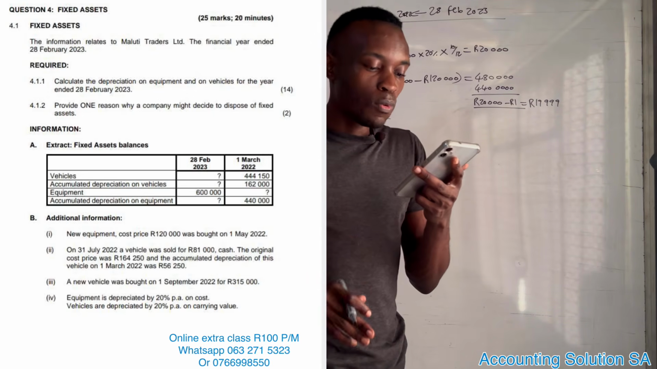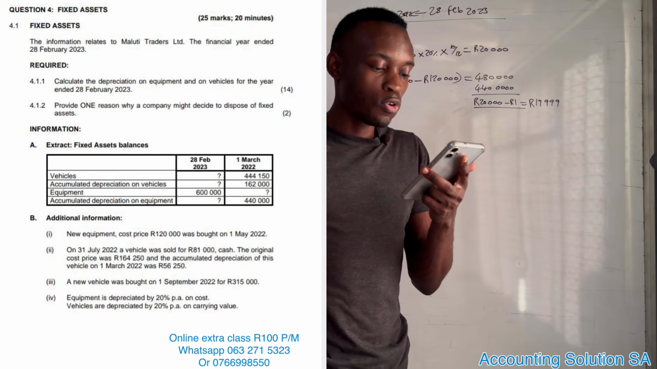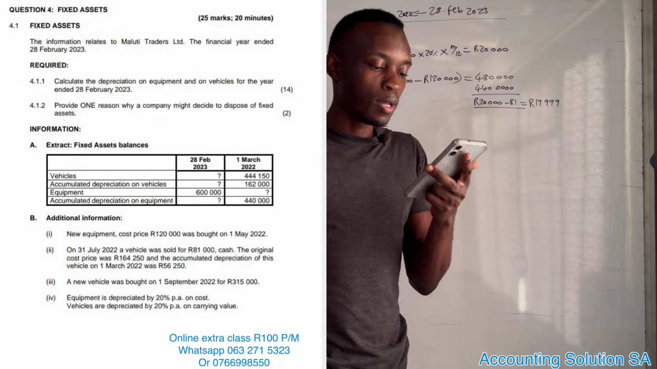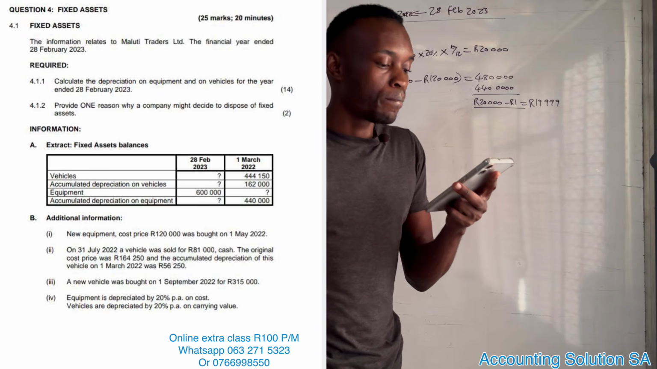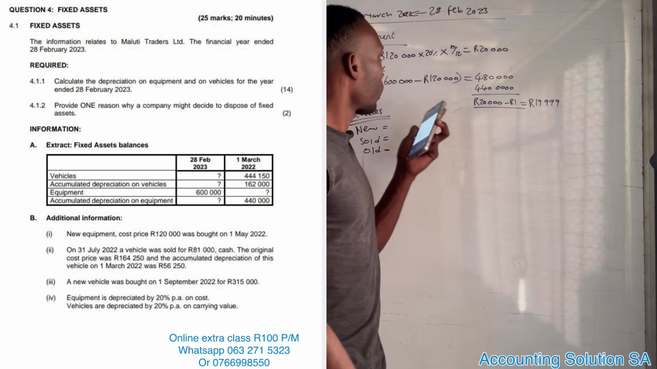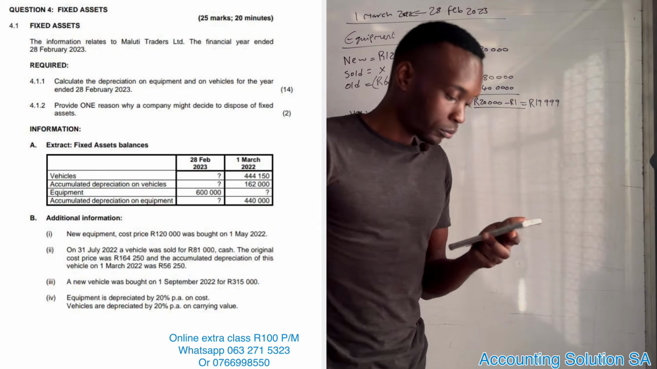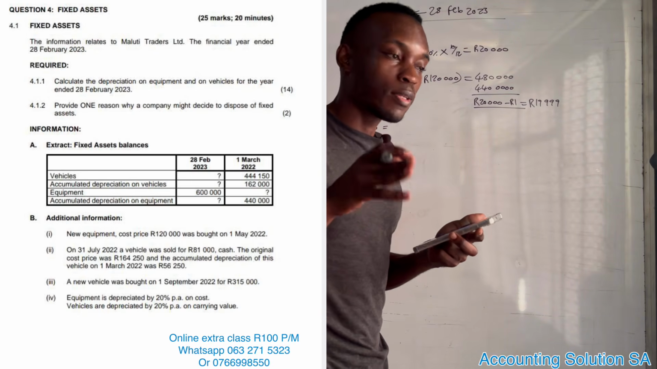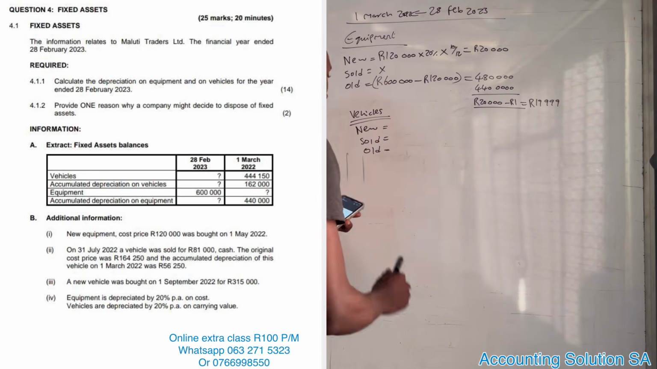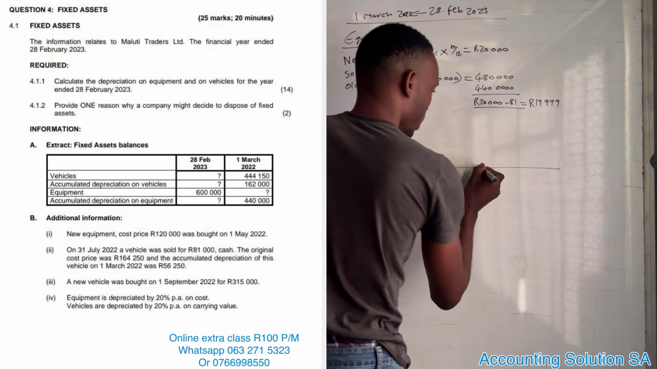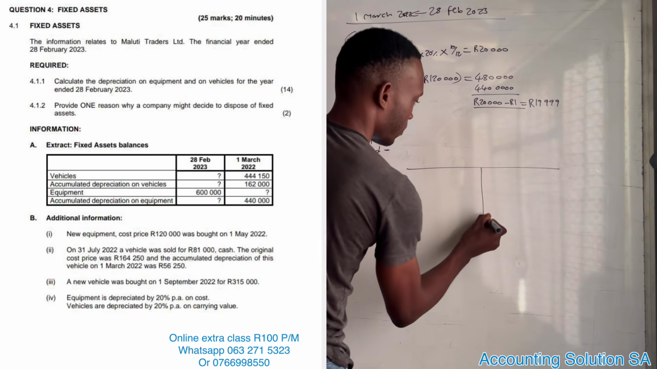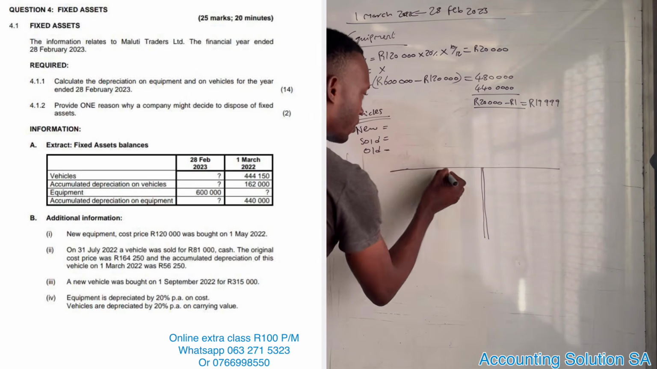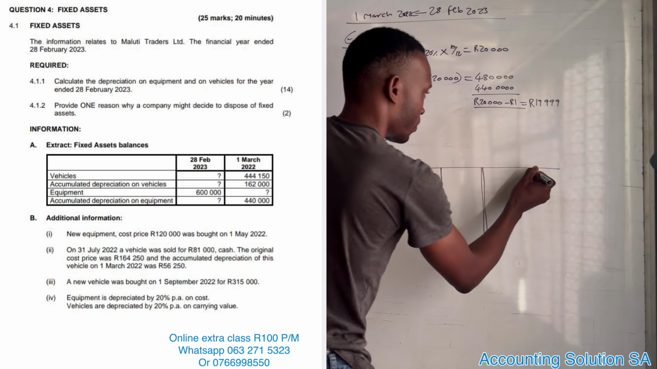On 1 July, the vehicle was sold for 81,000 cash, and the original cost price was 164,250, and accumulated depreciation of this vehicle on 1 March 2022 was 56,250. Remember, here we are calculating depreciation. But I will also open asset disposal for you guys because I know you love it and you want to learn it. It was not required, but hey, you always want to learn, and we are here for that, so we will help you.